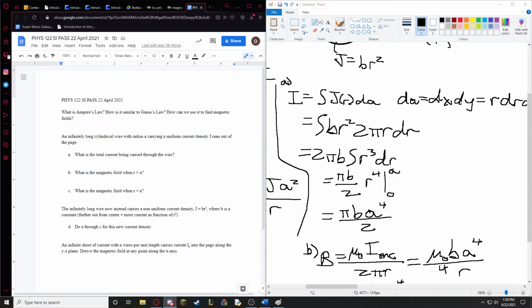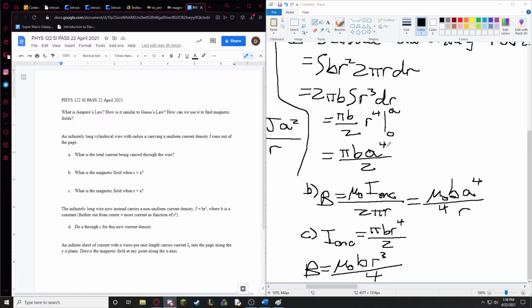Then you would take the constants out and integrate r cubed dr. That just gives us r to the 4th, and then the 1/4 comes through. Then we take our enclosed current and plug it into our simplified Ampere's law, mu naught I enclosed over 2 pi r. So we're just following the regular steps after, you know, the calculus and whatnot.